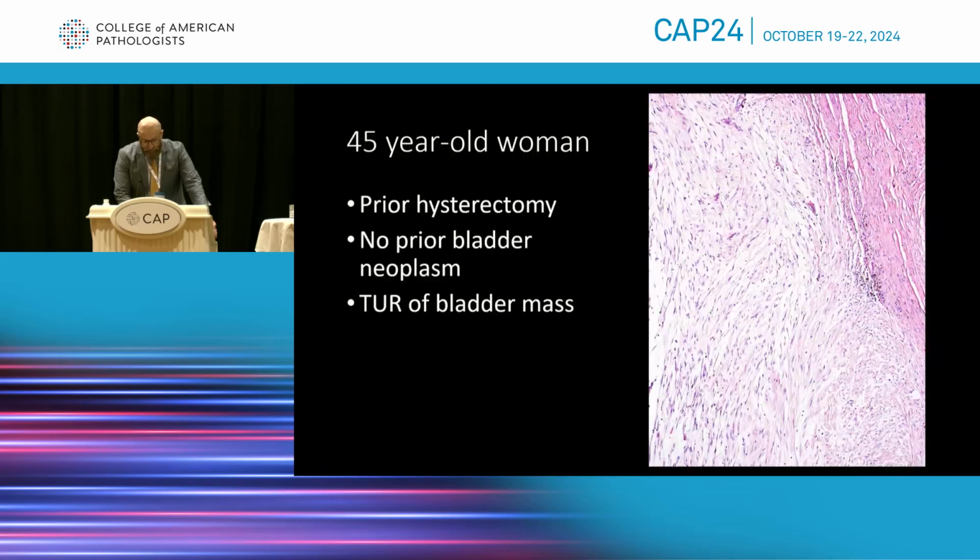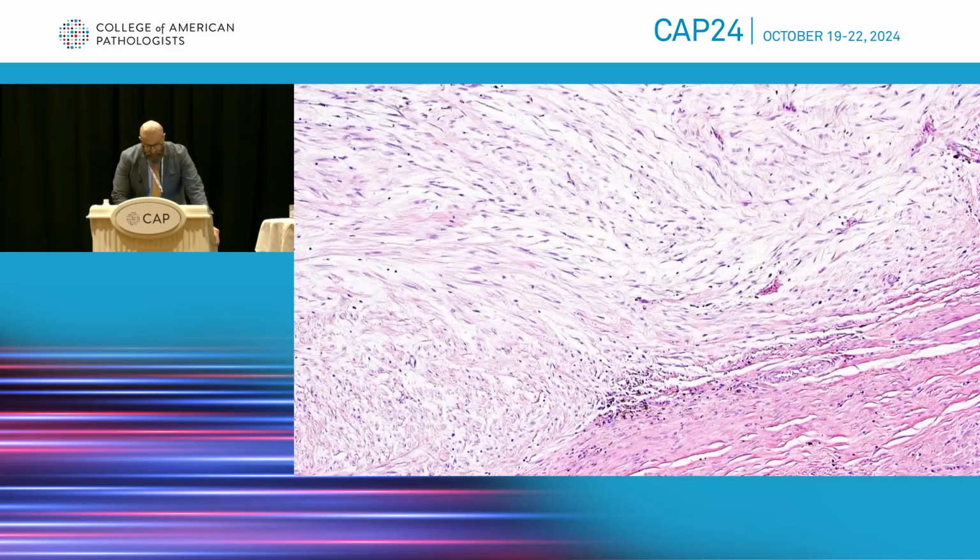So for the first one, this is a 45-year-old woman who had a prior hysterectomy, but really nothing prior in terms of bladder neoplasia. She underwent transurethral resection of a bladder mass. Here we can see a bland spindle cell proliferation with some edematous stroma. And at the bottom, there is some more typical bladder smooth muscle of the wall in the lower right-hand corner.